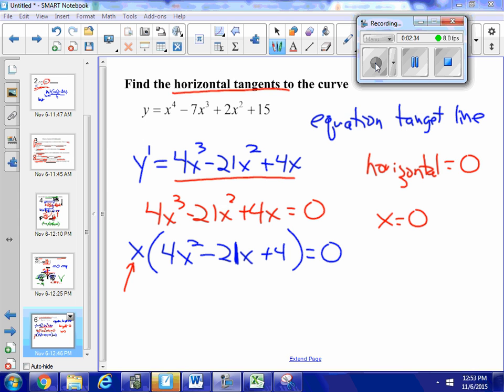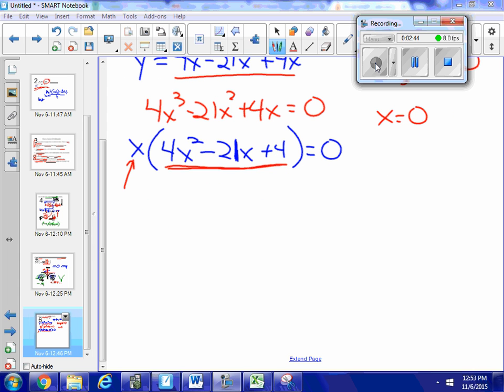And now I need to find out, well, what values of x will make this expression 0? Luckily, it's a quadratic, because with quadratics, I can either factor it, but this looks like it's not going to be very easily factorable. I could try the surefire method of multiplying the a times the c, and I would get 16, and find out what factors of 16 will give me negative 21, and there are no factors of 16 that will get me negative 21. So that method isn't going to work. So what I need to do is use the quadratic formula.